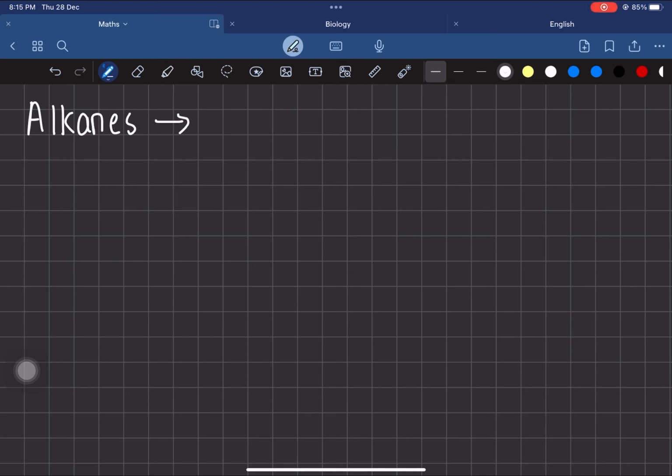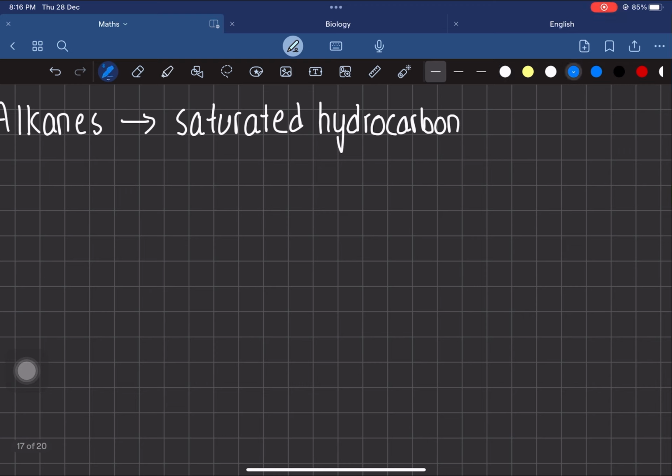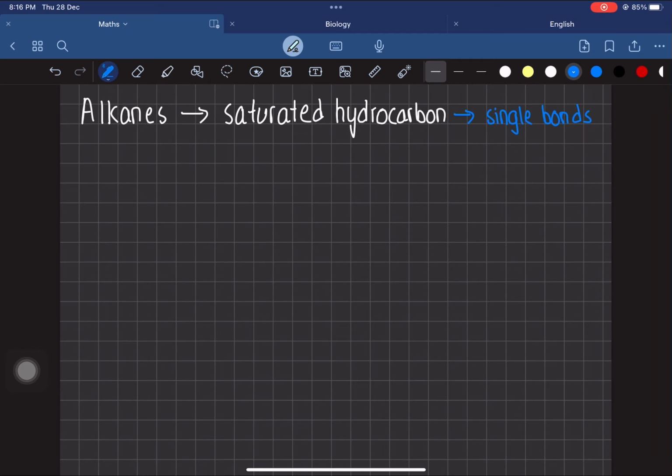they are saturated hydrocarbons. So what does the word saturated hydrocarbons mean? It means that alkanes only contain single bonds. Double bonds are nowhere to be found in alkanes, right?